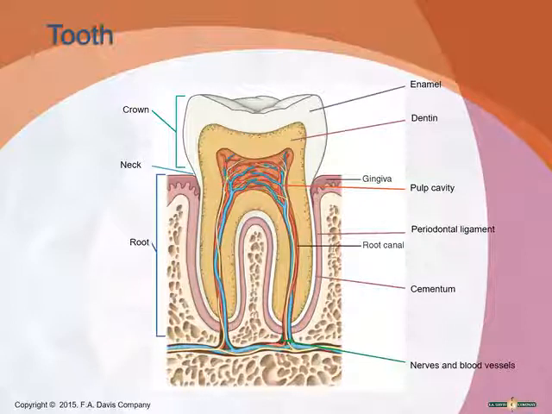A periodontal ligament lines the sockets. Fibers from the ligament infiltrate both the root and the socket to anchor the tooth in place. There's a connective tissue called cementum that covers the dentin in the root. And nerves and blood vessels enter the tooth through an opening at the tip of the root canal.